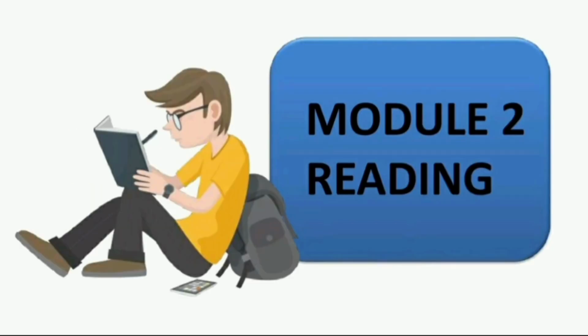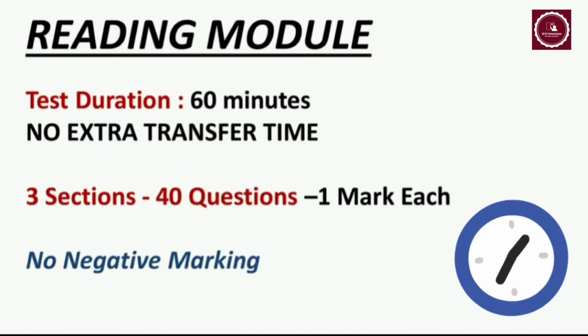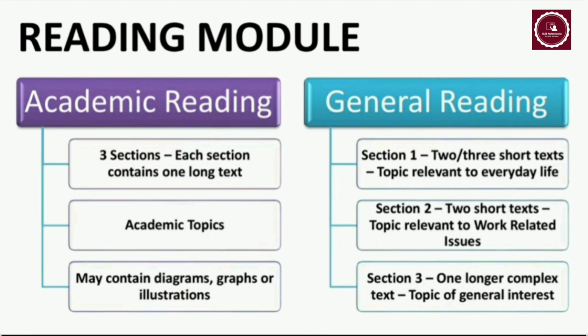The reading module is different for academic and general training. The test duration is 60 minutes and there is no extra transfer time, which means you have to directly write your answers on the answer sheet. There are 3 sections containing 40 questions. Each section contains one long text. The content is based on academic topics of general interest. Texts may contain non-verbal materials such as diagrams, graphs, or illustrations.